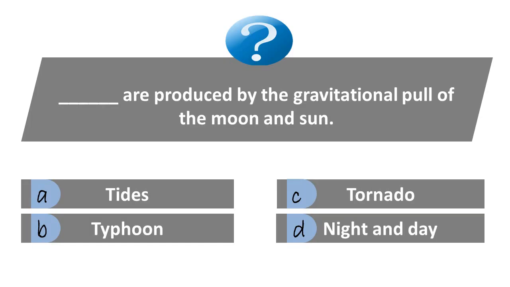Blank are produced by the gravitational pull of the moon and sun. A. Tides, B. Typhoon, C. Tornado, D. Night and day.